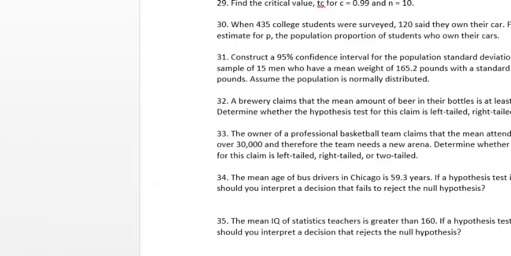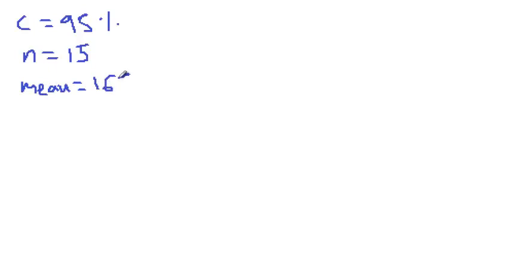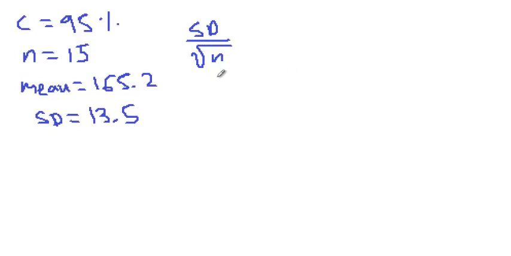Let's go back to our board over here, and we will write the key numbers. That's always what you want to do, obviously. All right. So what do we got here? It looks like our confidence interval is 95%. We've got a sample number of 15. We've got a mean of 165.2. We've got a standard deviation of 13.5. So the first thing we want to do is get the population standard deviation. The population standard deviation, remember, is the general standard deviation divided by the square root of the sample size. So that means, in this case, 13.5 divided by the square root of 15.